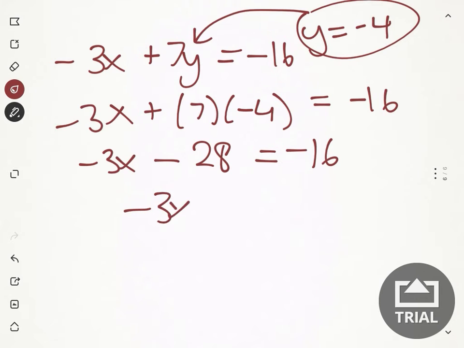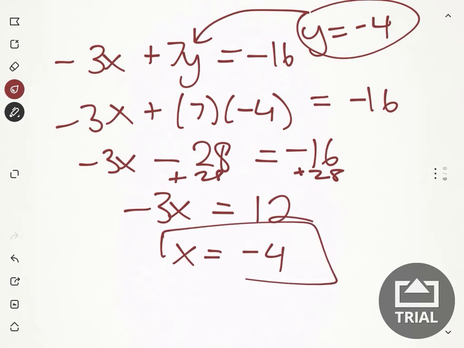That's -3x equals, we add 28 on both sides, that's some plain old algebra, and we're going to get 12, and x equals -4. So the solution to this problem is (-4, -4), because both of the x and y values are -4. So that was pretty simple.